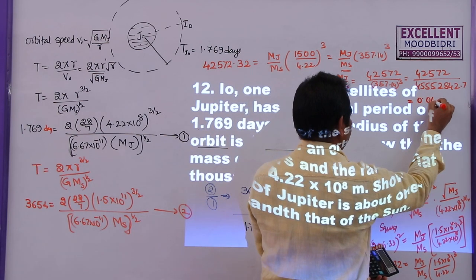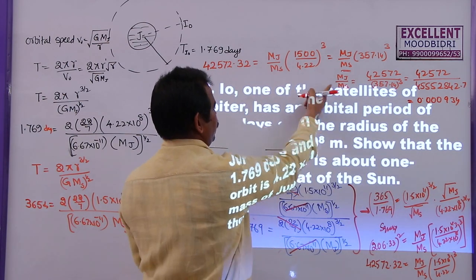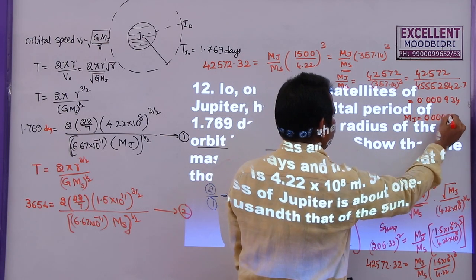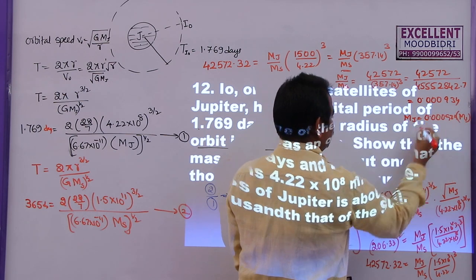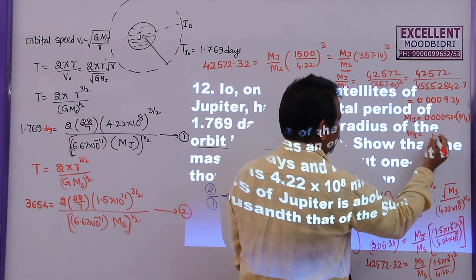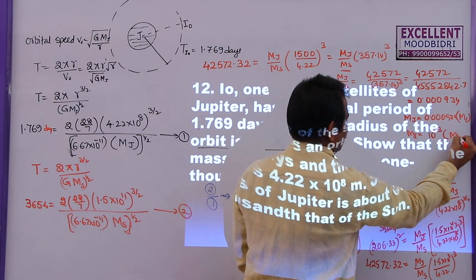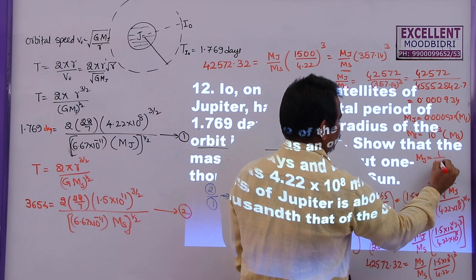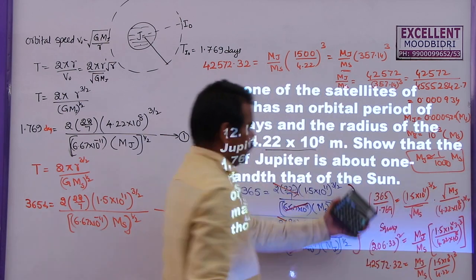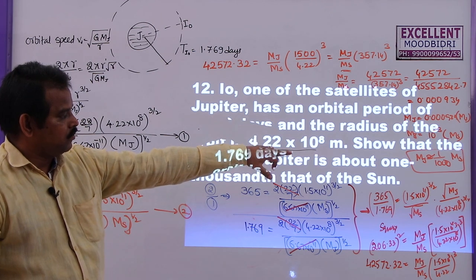So this will be 0.000934. This is the mass of Jupiter by the mass of Sun. If you reverse this, the mass of Jupiter is equal to 0.000934 times the mass of Sun. If you compare this value, it is nearly 10 power minus 3 times the mass of the Sun. So the mass of Jupiter is nearly 1 by 1000, not exactly, of the mass of the Sun. So this is how we can prove that the mass of Jupiter is nearly 1 by 1000 times the mass of the Sun.